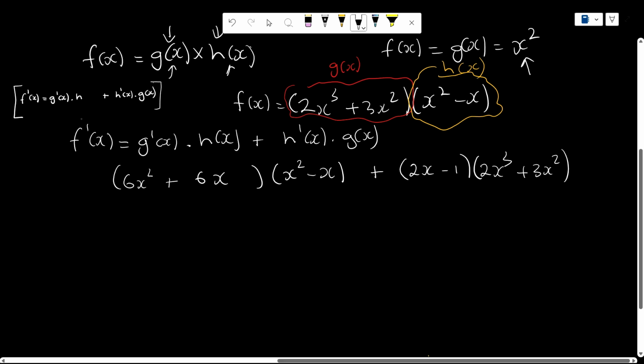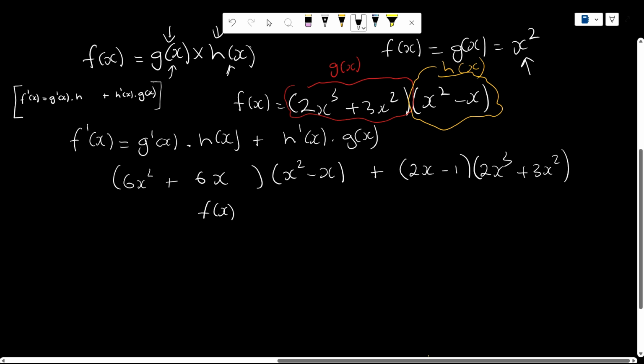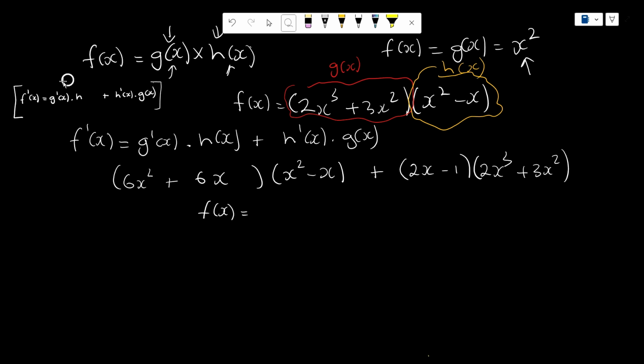So we didn't have to use the FOIL method to expand, or rather to remove the bracket so that we could differentiate, but instead we could differentiate from the get-go, right? So we could just differentiate using this formula here. Okay, I hope that makes sense. Let's look at some more examples so that you guys could grasp, or rather understand, this formula.